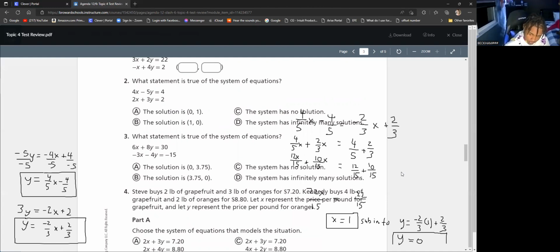Okay, number 3 is like number 2. How do we do that? Do it the easiest way. Remember, there's 3 ways of doing these: graphing, substitution, and elimination. So do it the fastest way. Usually elimination is the fastest way. So do number 3 by elimination.